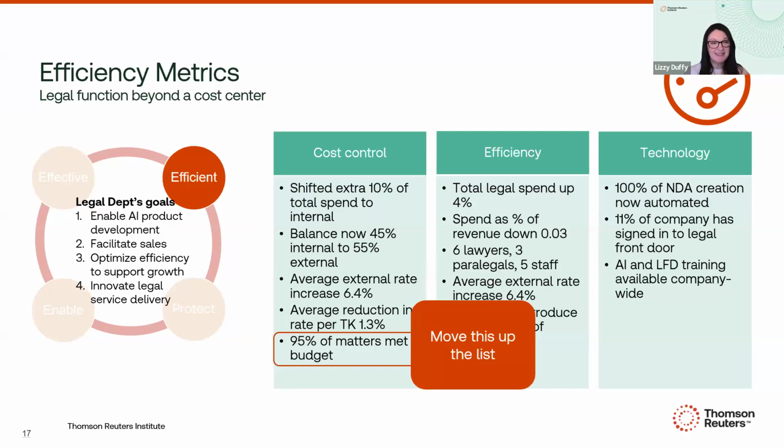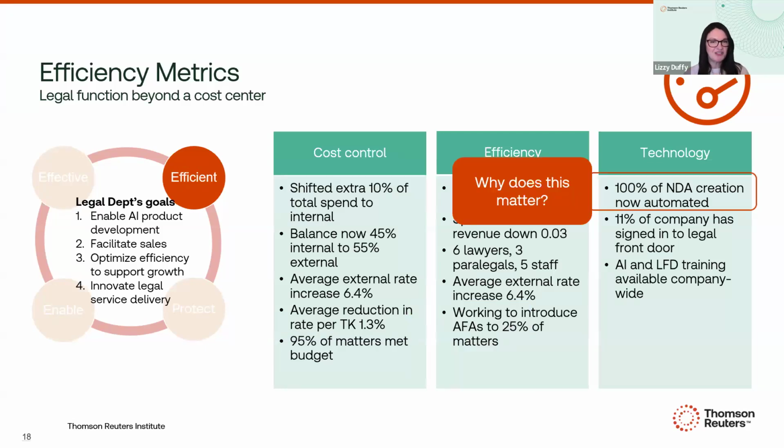Last piece on that column is the final point we've got right down at the bottom of the list, which is actually the best result. So I would just put that right up at the start. In 95% of matters, we met our budget. That is fantastic news. So we're starting to think about how we prioritize and structure the data.